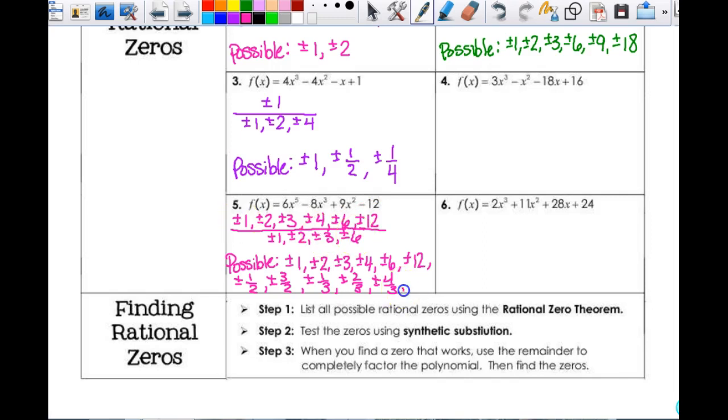Do I have that? No, plus or minus 1. Then 2 over 6. Do I have that? Yes, that's 1/3. 3 over 6? Yeah, that's 1/2. 4 over 6? Yeah, that's 2/3. 6 over 6? Yes. 12 over 6? Yes.